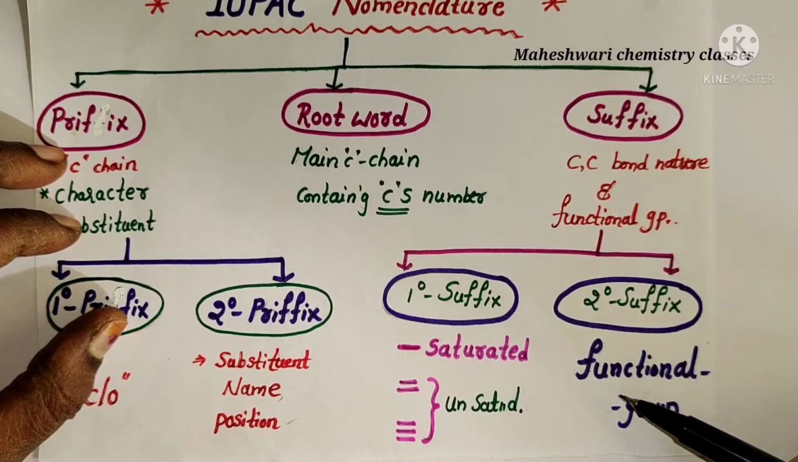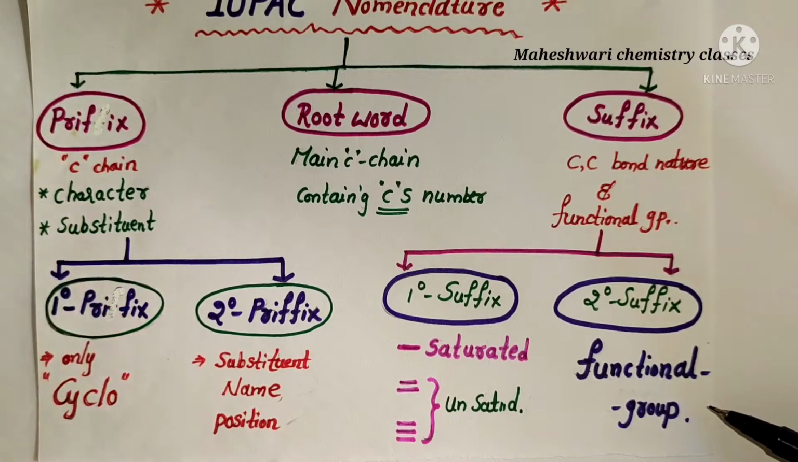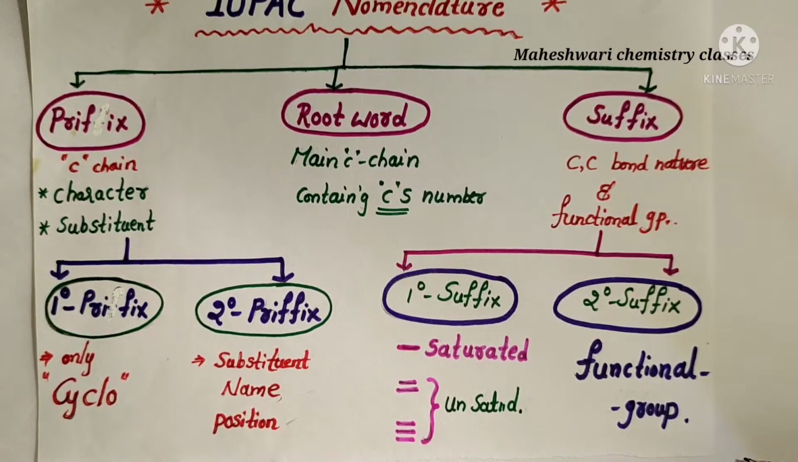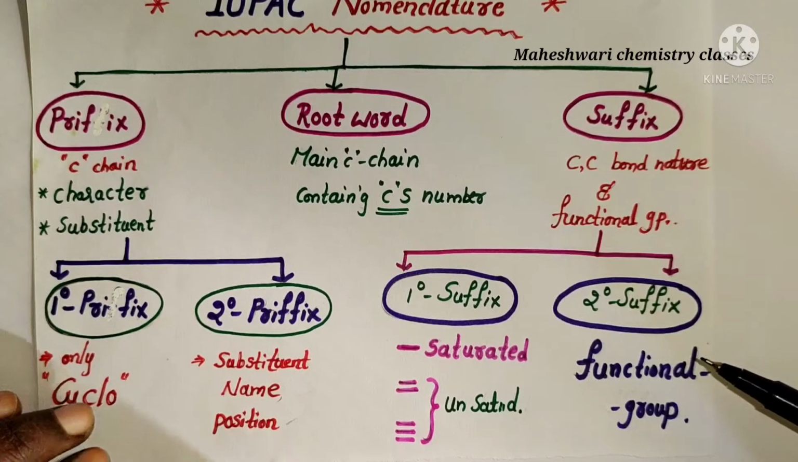Next one, secondary suffix. Secondary suffix explains about functional groups. Whether it belongs to keto group, aldehyde group, or any other, it may be isocyanate group, carboxylic group, alcohol group, which type of functional group is present, that information is given by the secondary suffix.